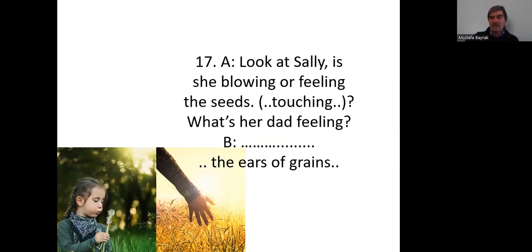What is her dad feeling? Her dad is feeling the ears of grains. The ears of grains, just like our ears. The ears have grains in them. By touching them, he is feeling the ears of grains.